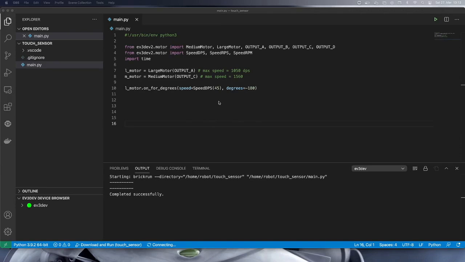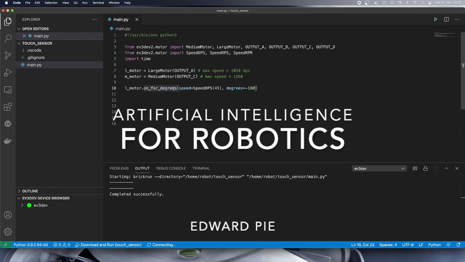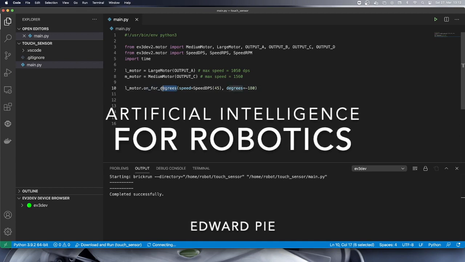Okay, so we are back to where we left off. We learned how to let the motor sweep a certain angle at a specific speed, and now we want to take a look at how to make it make a certain number of revolutions at a speed. And what we need to do is to just change the on for degrees to on for rotations.